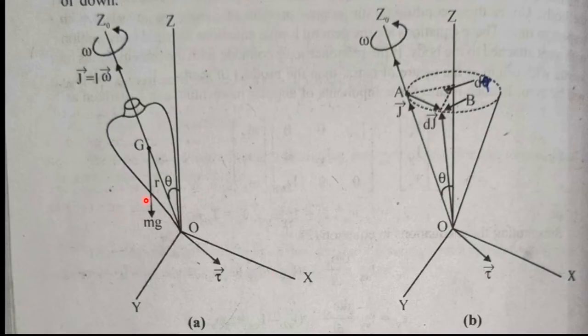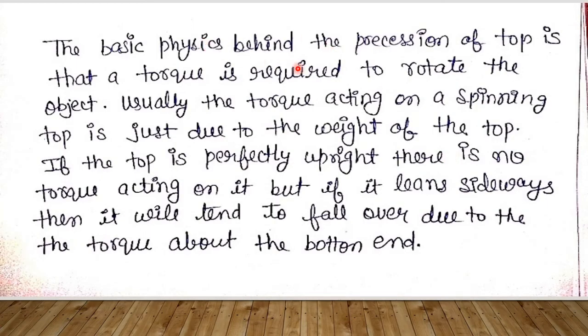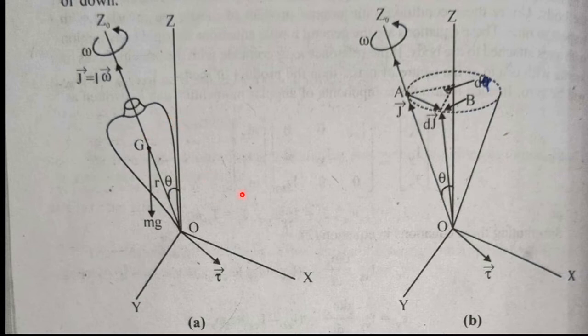This is figure first, and this is figure second. Now the basic physics behind the precession of a top is that a torque is required to rotate the object. Usually, the torque acting on a spinning top is just due to the weight of the top. If the top is perfectly upright, there is no torque acting on it. But if it leans sideways, then it will tend to fall over due to the torque about the bottom end. We will explain this next.